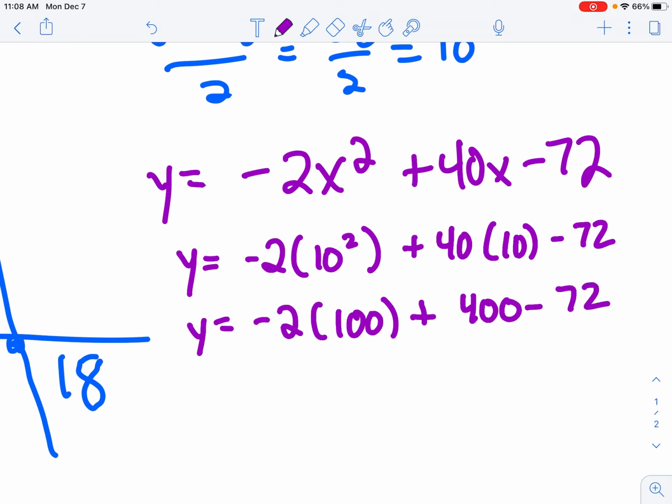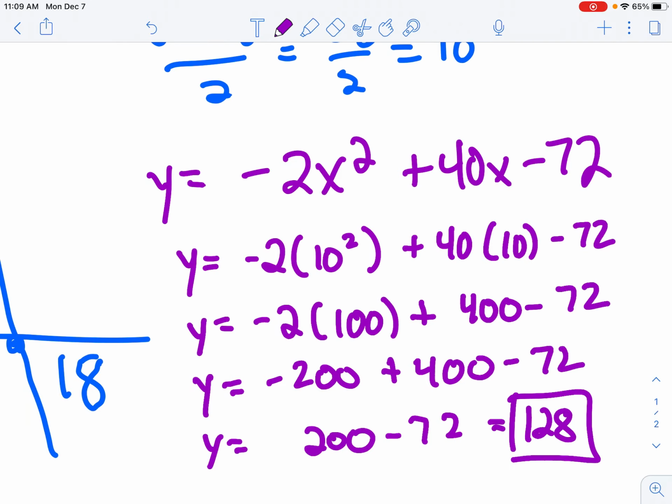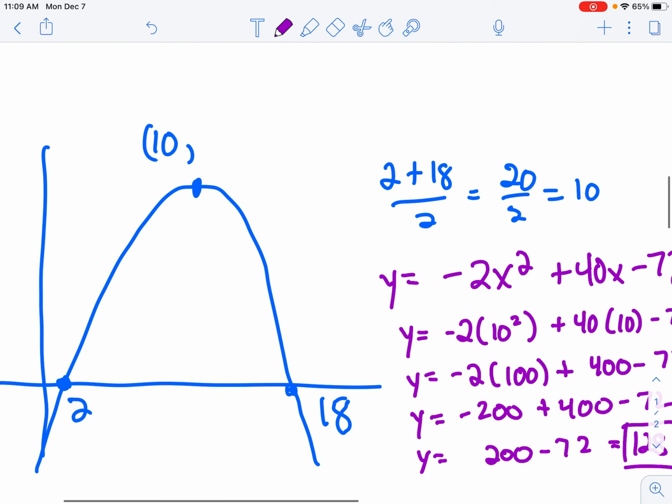So negative 2 times 100 is negative 200 plus 400 minus 72. Let's see. Negative 200 plus 400 is 200. 200 minus 72 would be 128. So the maximum is at 10, 128.